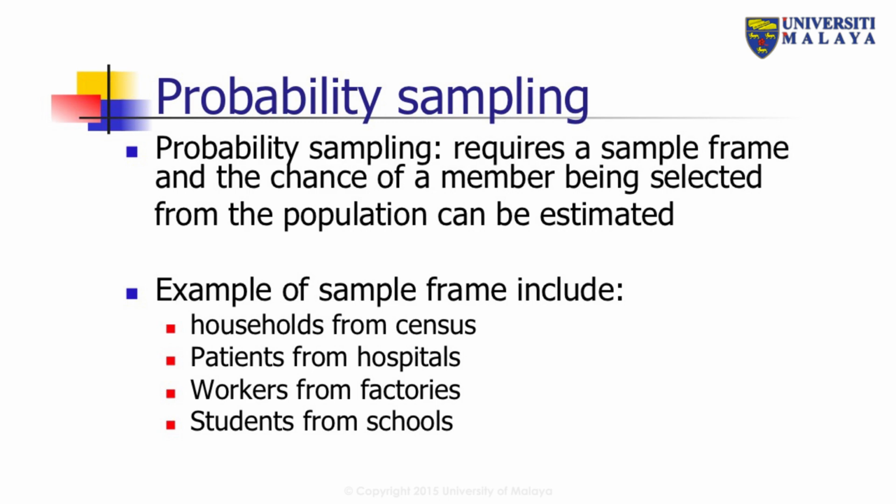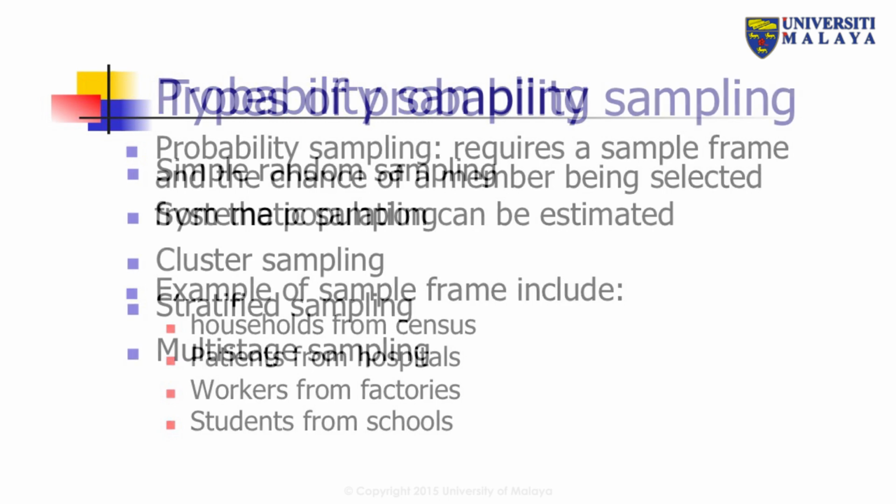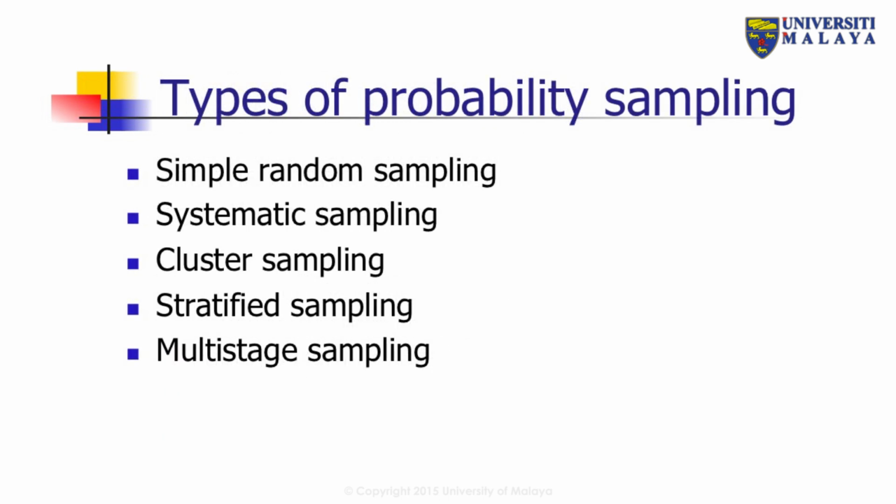In probability sampling, the chance of a member being selected as a sample from the population can be estimated. Within probability sampling, there are several types of sampling procedure, such as simple random sampling, systematic sampling, cluster sampling, and stratified sampling.